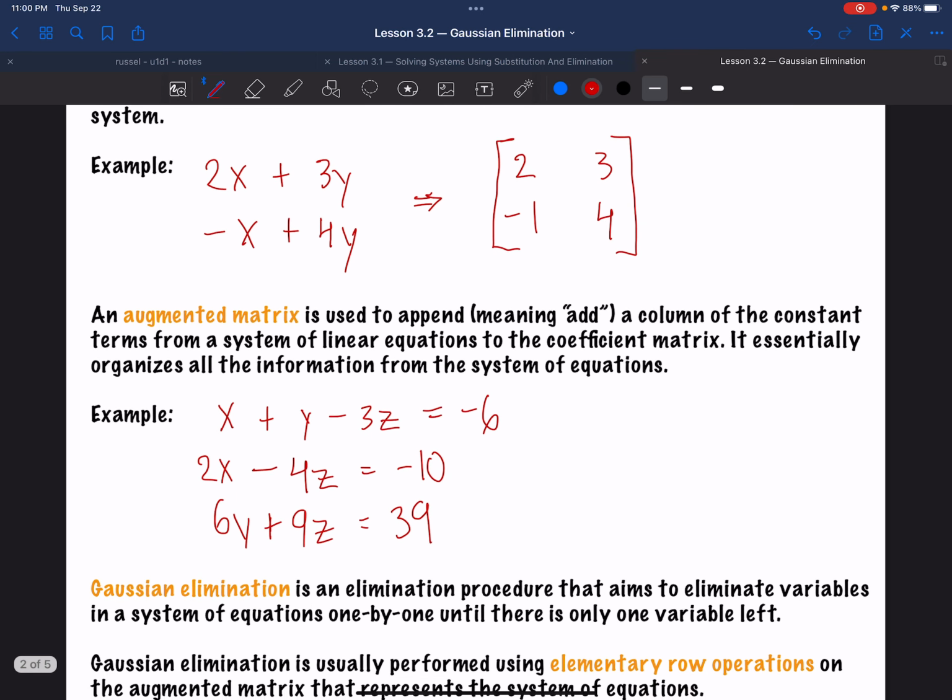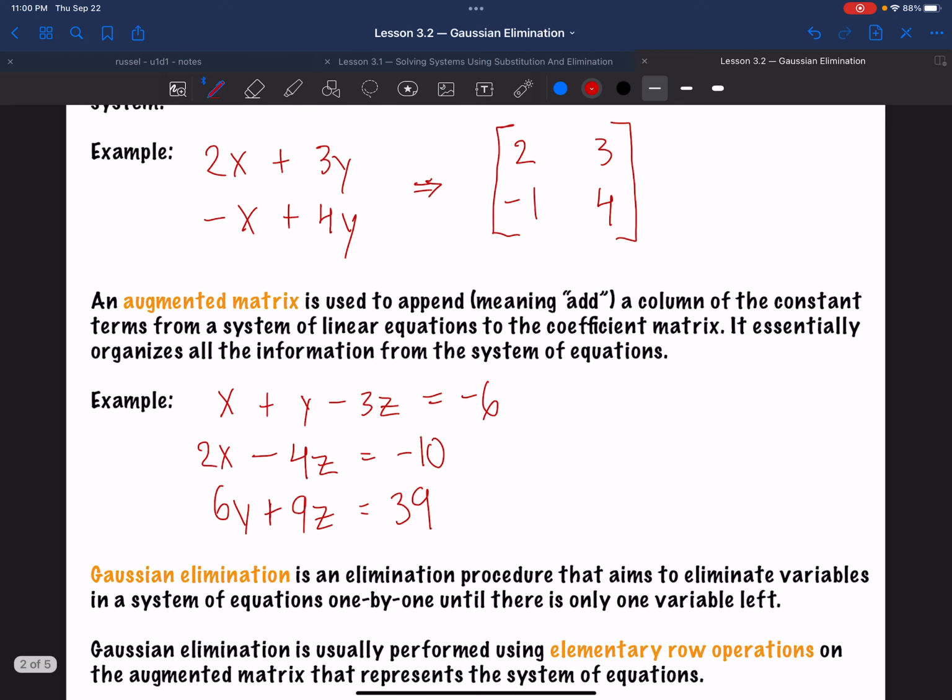Next, we're going to introduce the vocabulary, an augmented matrix. So an augmented matrix is used to append. Append means add, right? So I'm going to add something to my matrix: a column of the constant terms from a system to the coefficient matrix. And I say it essentially organizes all the information from the system of equations.